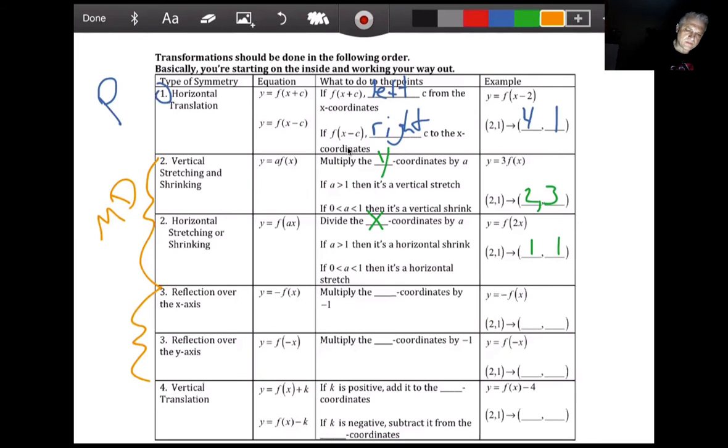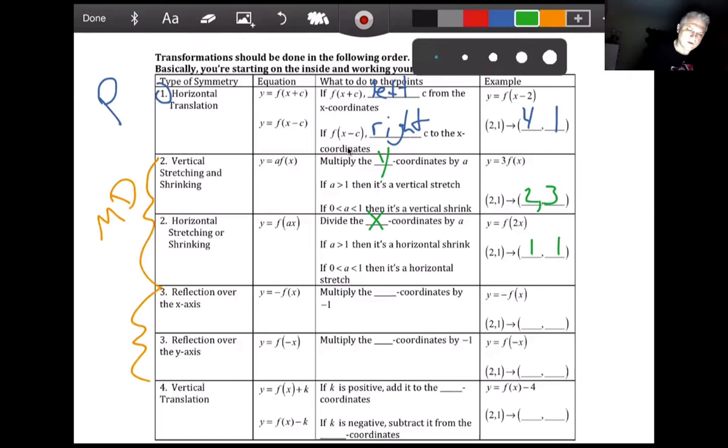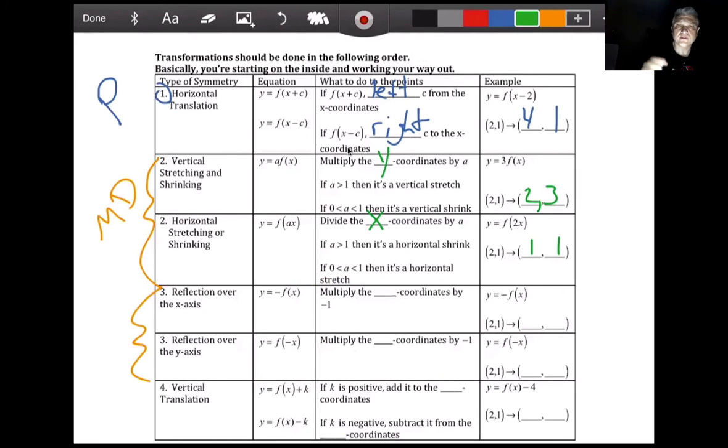So if we have a negative outside of the parentheses, we're multiplying the y coordinates by -1. This is just a review. So we would multiply the y coordinate by -1. If the negative is inside with the x, we're going to multiply the x coordinates by -1, change the sign of the x, so we get -2, 1.